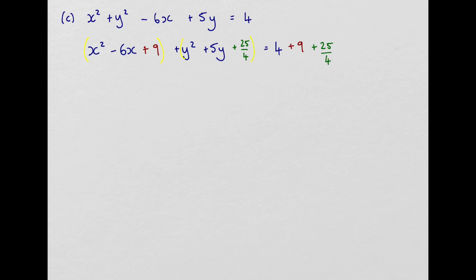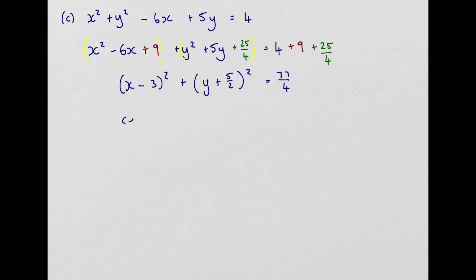So the first one becomes x minus 3 all squared, and then the y bracket becomes y plus 5 over 2 all squared. And then on the right-hand side you add the 4, the 9 and the 25 over 4 to get 77 over 4. All right, so now it's in standard form.